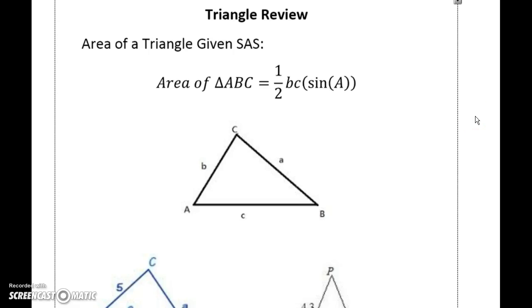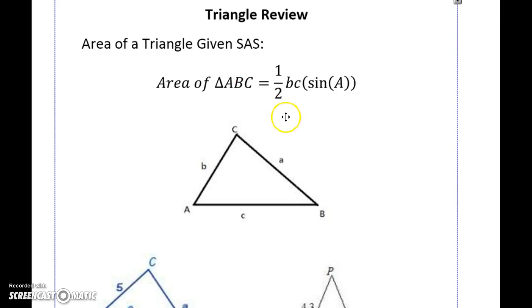This is just a refresher section for us. I know that we learned this in the trigonometry section, but I wanted to go back and talk about triangles and how we can use trigonometry to find the area of triangles. Remember, this formula does not have to be used for a right triangle, it can be used for any kind of triangle. And we always look for an SAS pattern, where we have two sides and the angle between them.